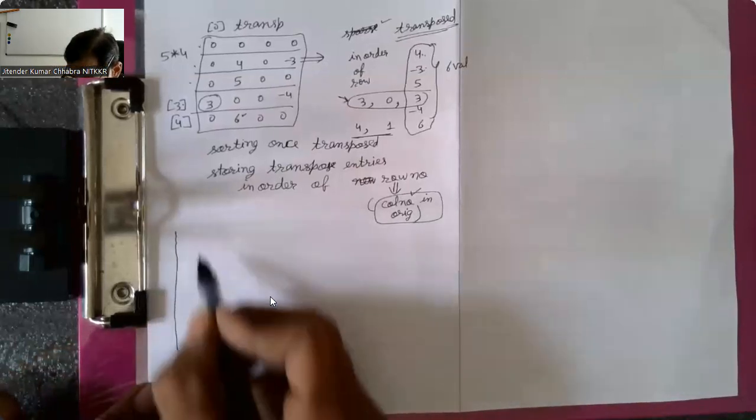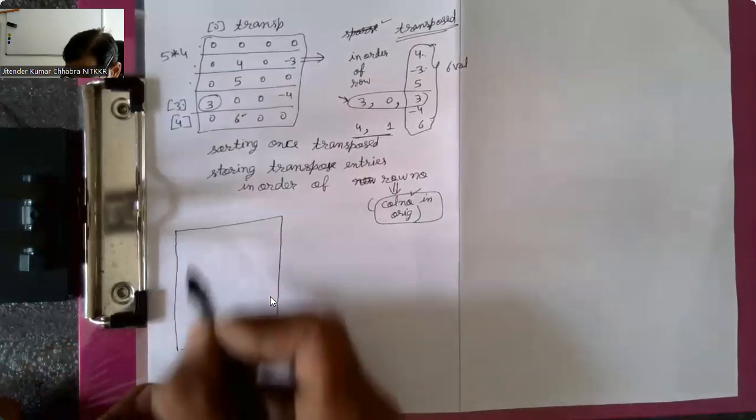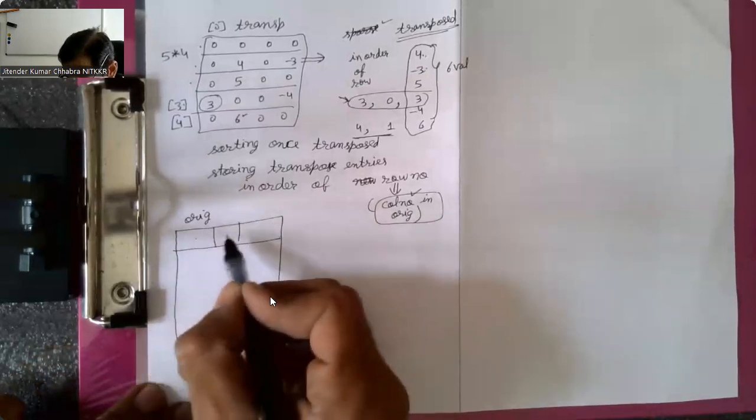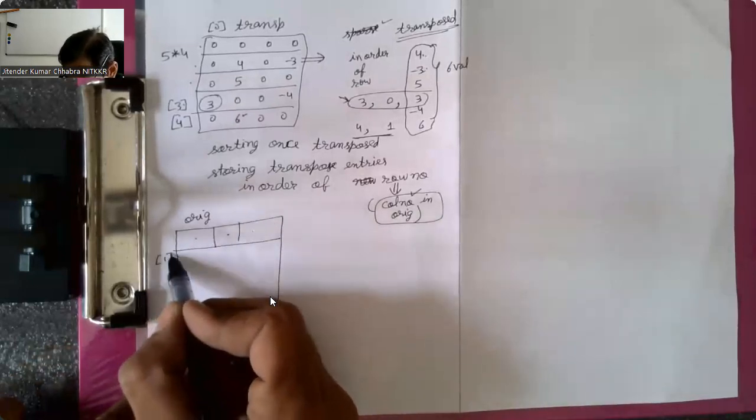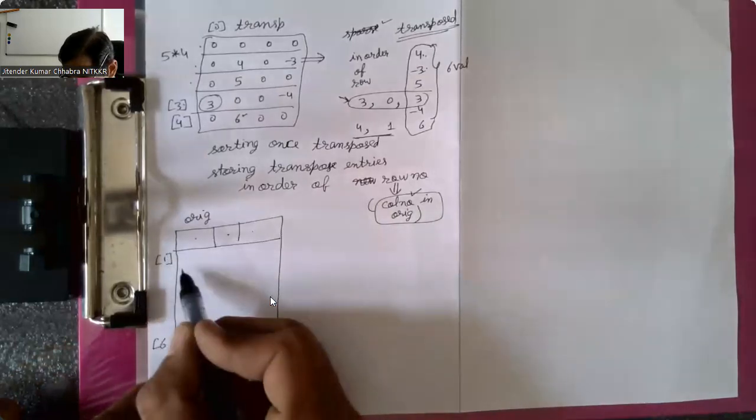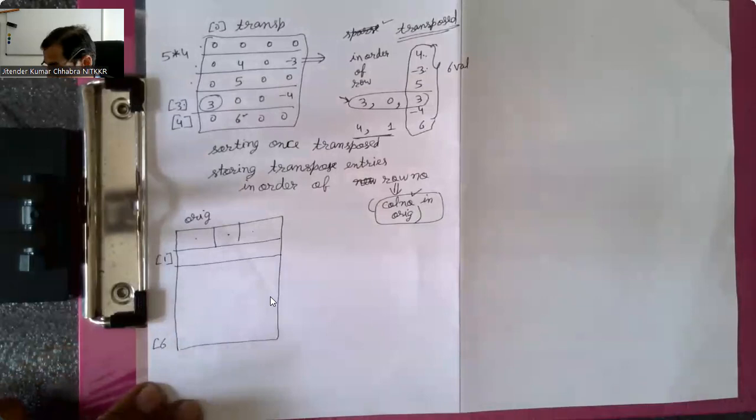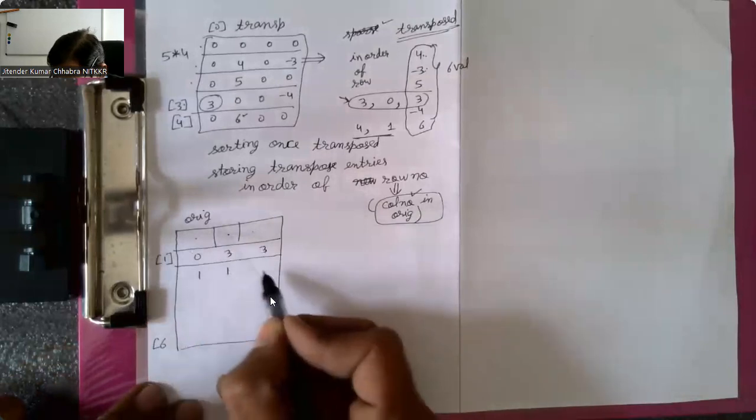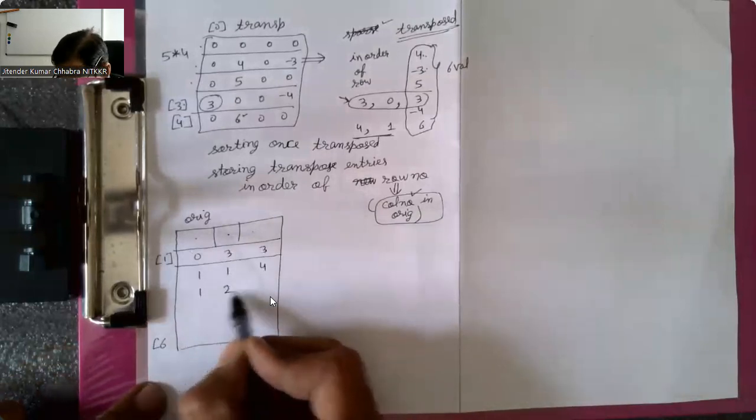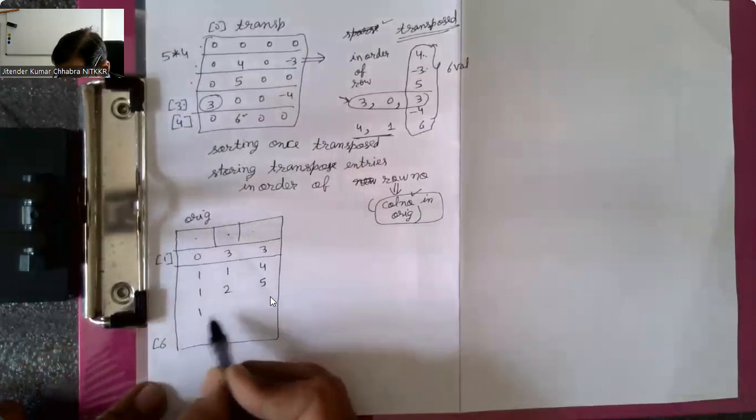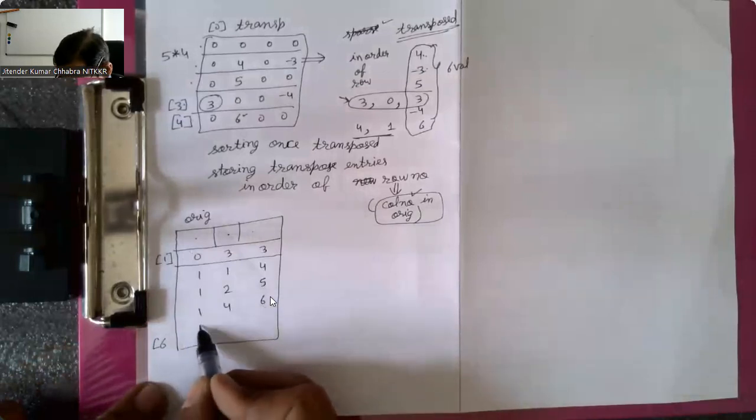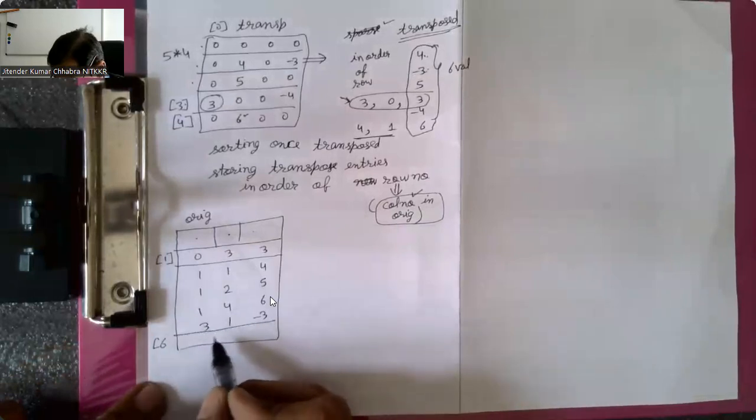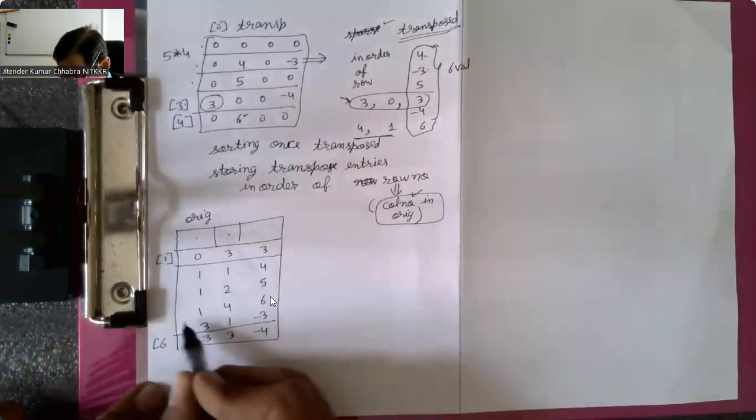I say, this is my original matrix, I'll say ORG. Here I have some entries, 4, 5, 6, etc. I'm more willing to focus on entries 1 to 6. In the 1 to 6, what values did I have? 0, 3, 3; 1, 1, 4; 1, 2, 5; 1, 4, 6; 3, 1, minus 3; and finally 3, 3, minus 4.